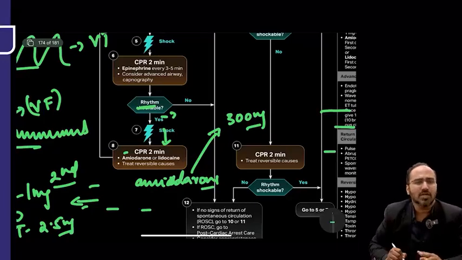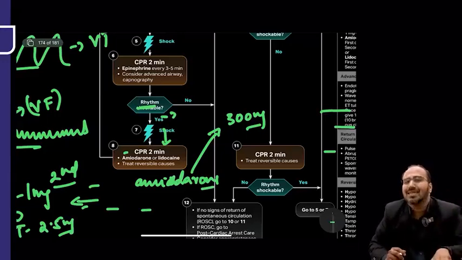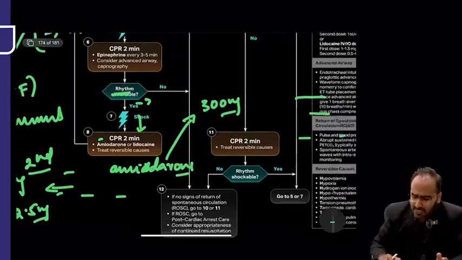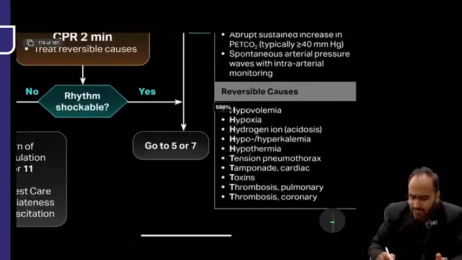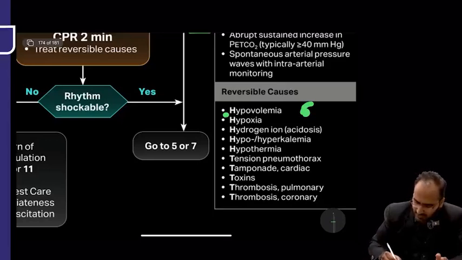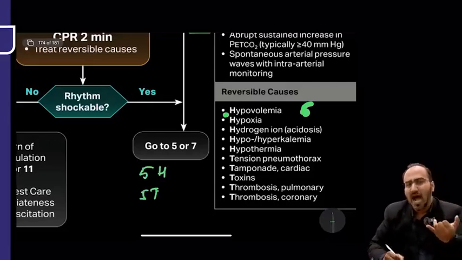But after giving amiodarone, you are still resuming your CPR and still you are not able to revert the patient. Now you need to think about the reversible causes of cardiac arrest. The reversible causes of cardiac arrest are very simple, guys, which are 5 H's and 5 T's. What are the 5 H's, guys?